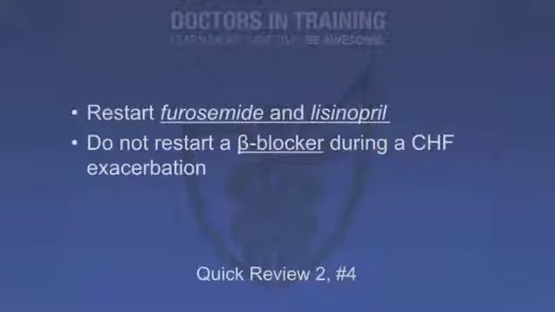So you restart furosemide because you definitely need that diuretic in a patient with volume overload, congestive heart failure. And you're going to restart lisinopril, which is your ACE inhibitor. But do not restart a beta blocker during an acute exacerbation of congestive heart failure. Metoprolol and other beta blockers will reduce myocardial contractility because they're blocking the beta-1 receptors in the heart. And so beta blockers are contraindicated in acute CHF. You don't want to reduce myocardial contractility in someone who's got depressed myocardial contractility if you can avoid it. In chronic CHF, beta blockers are good because they reduce long-term hospitalizations, they reduce mortality. In acute congestive heart failure, you don't want to use beta blockers.